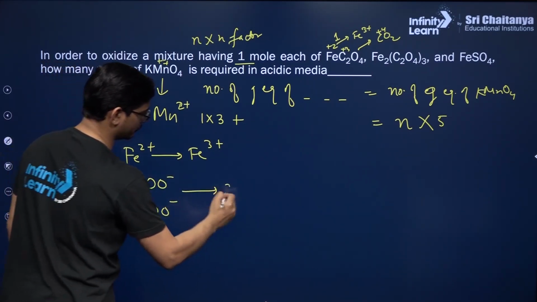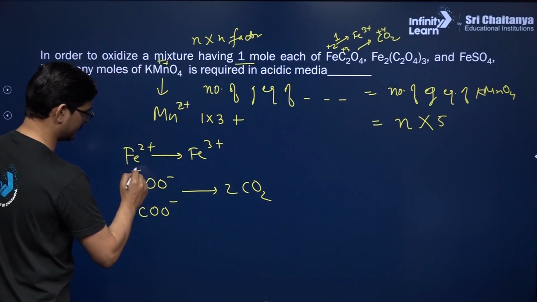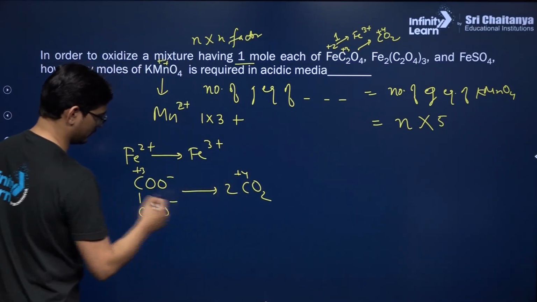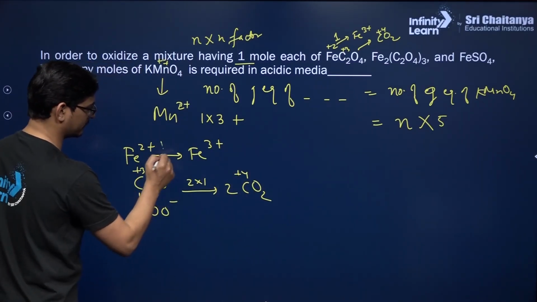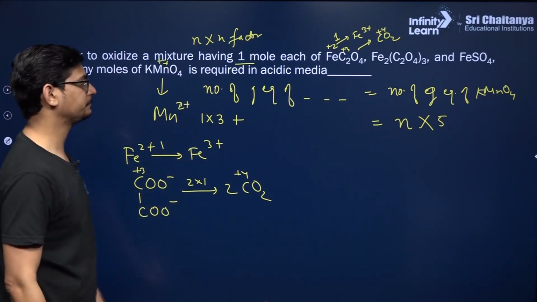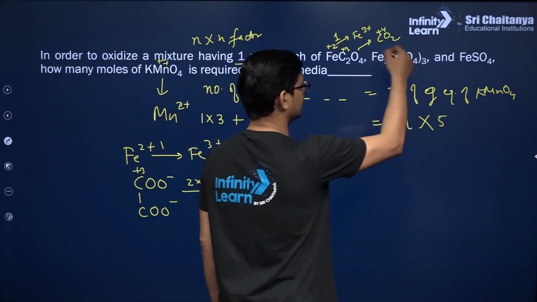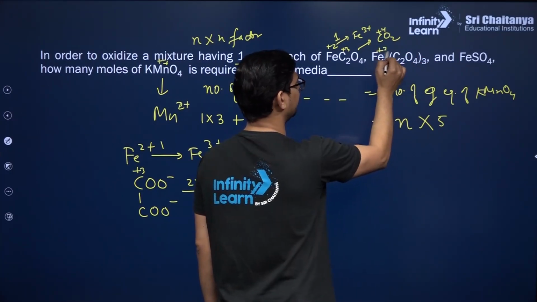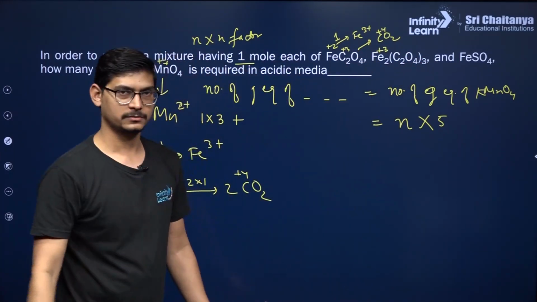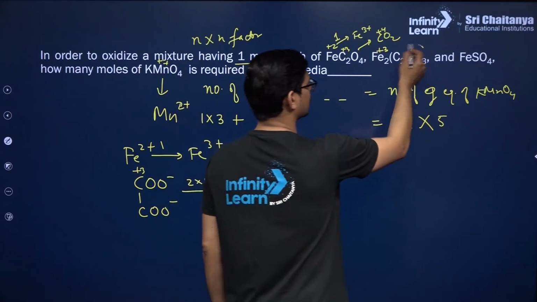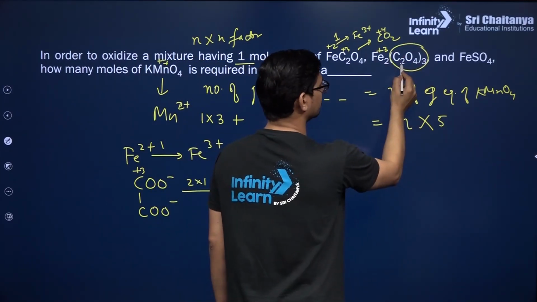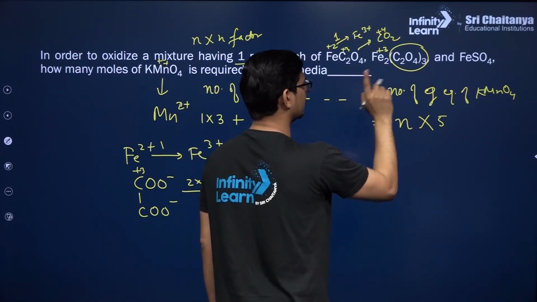And oxalate will go to CO2. Here this is plus 3, here this is plus 4. So there are 2 carbon, 2 into 1, and this is just 1. So total of 3 electrons. Here you can see from the charge balance condition, this is already ferric, so it will not undergo oxidation anymore, but oxalate will, as we discussed, each carbon loses 1 electron.